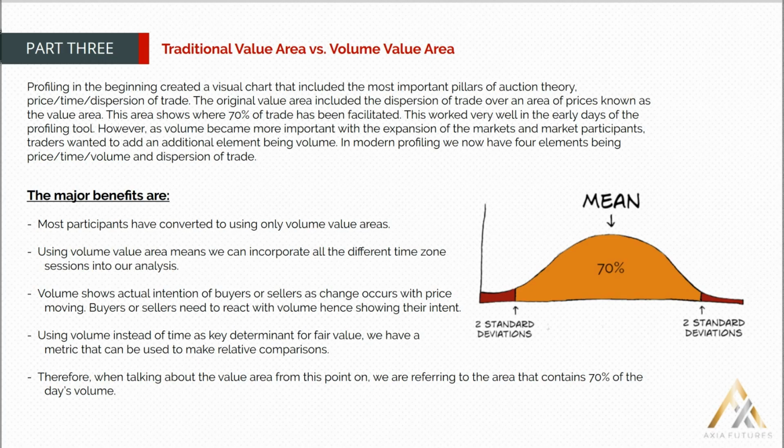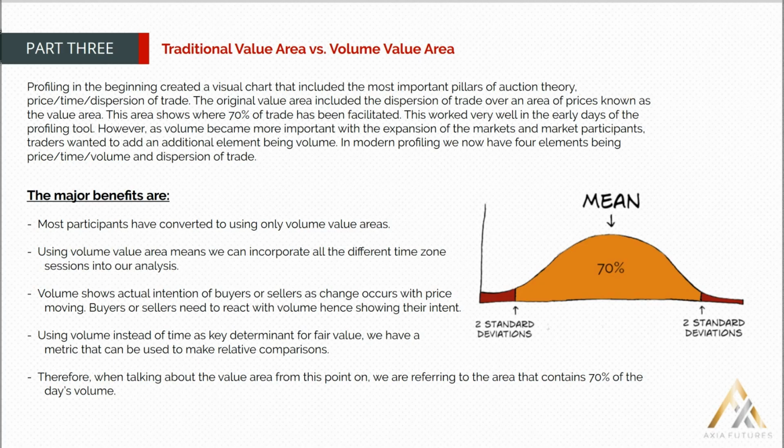If you look at a basic distribution, which you have on the chart in front of you, as you can see, the value area is nothing more than where 70% of trade is facilitated in a distribution. Now, the important thing to understand is not whether it's wrong or right to do one or the other. It's about picking one and then sticking with your methodology. So let's look at some of the advantages of using volume as a preferred choice for your value area instead of the traditional value area.